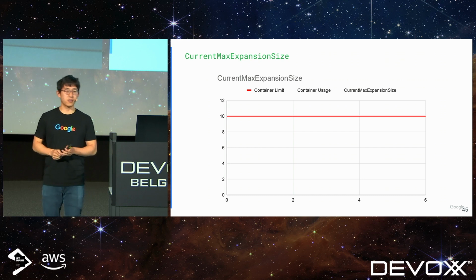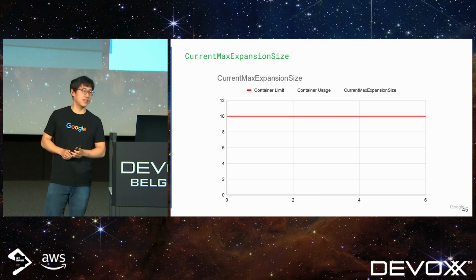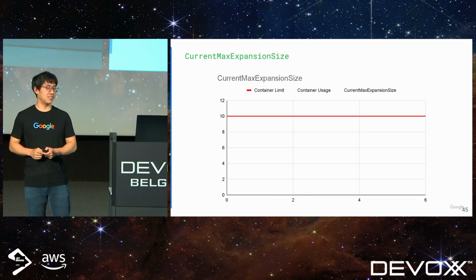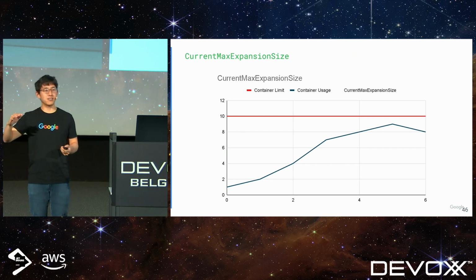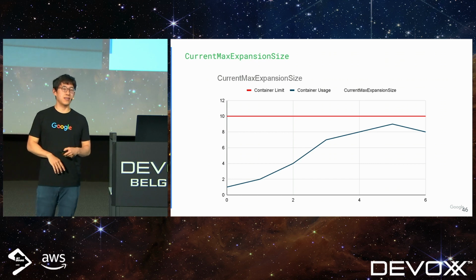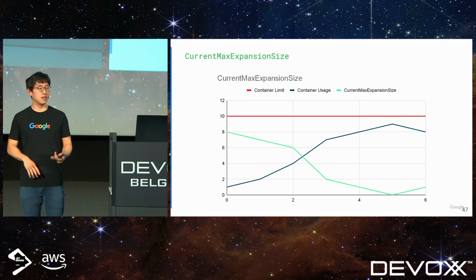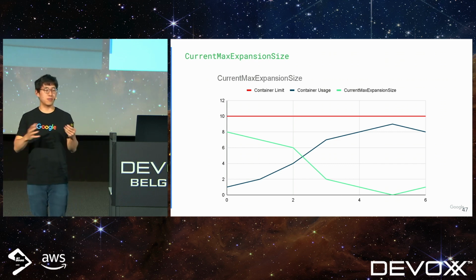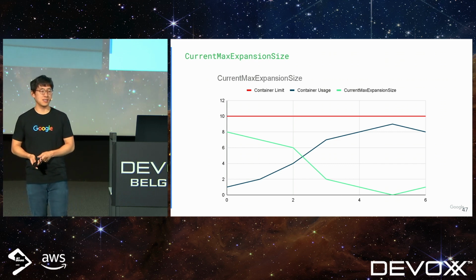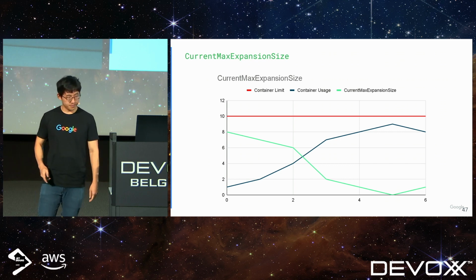Okay, so another quick graph, no quiz this time. The container limit is 10 arbitrary units, and let's say the container usage is fluctuating, but for the most part increasing. You'll see that the value of current max expansion size now has sort of an inversely proportional relationship. So again, roughly equivalent to the free space in the container, minus some buffer.